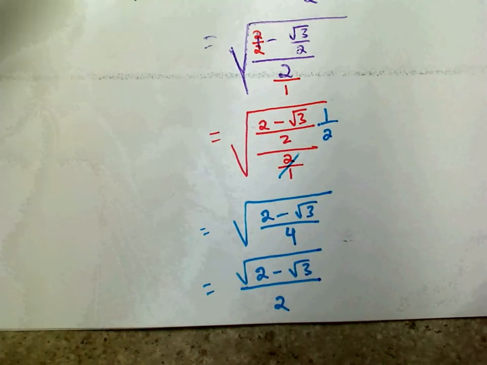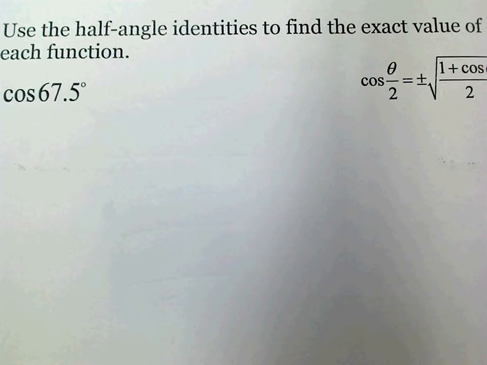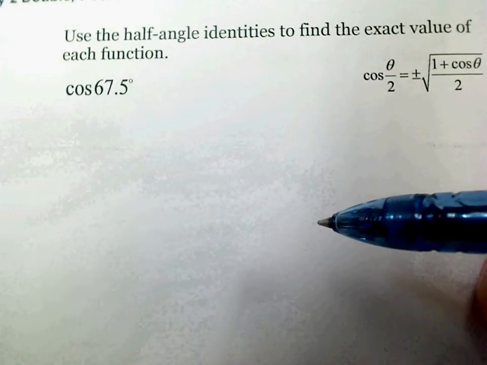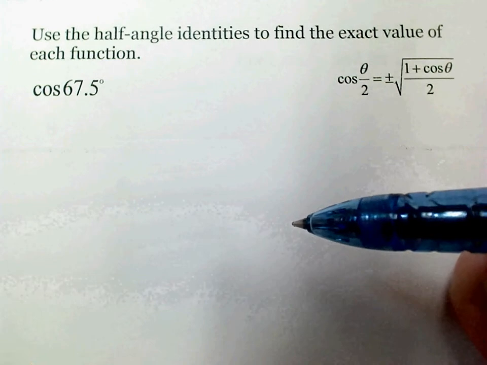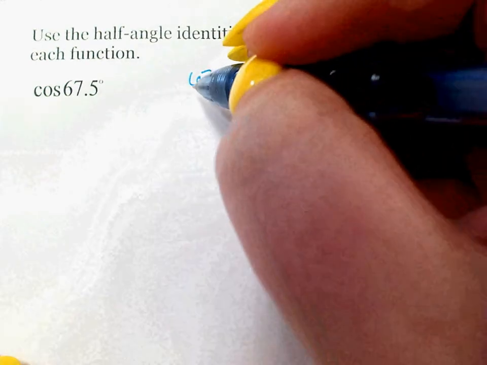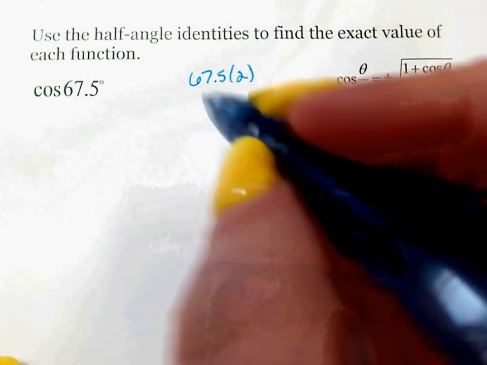Now we're going to do this problem. Use half-angle identities to find the exact value of each function. So cosine of 67.5 degrees. Okay, cosine of 67.5. So 67.5, remember I said to take the angle and multiply it by 2. So 67.5 times 2. That's going to be 120, 134, 135. So 135 degrees. So this is equivalent to finding half of 135 degrees.